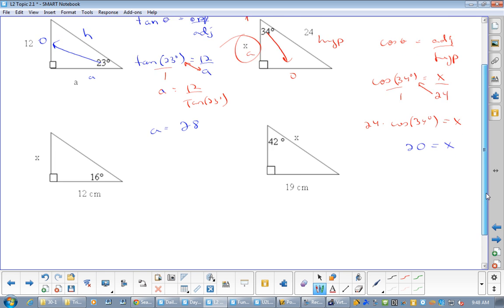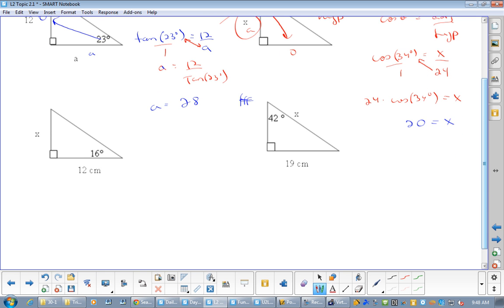Okay, let's do this one here. Okay, label your triangle. Let's see if you can get your sides right.